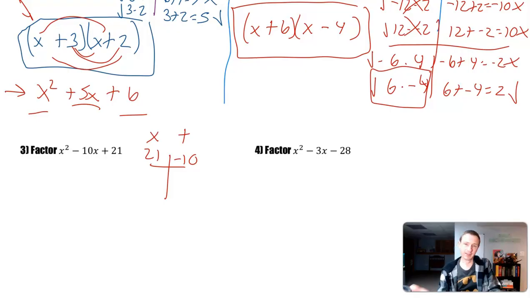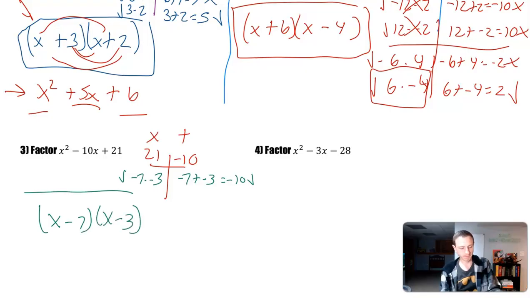So 21, not the most complicated one to figure out numbers that multiply to 21. That's going to be negative 7 and negative 3. Because a negative times a negative is a positive, boom. Negative 7 plus negative 3, negative 10, boom. So that's going to be x minus 7, x minus 3.